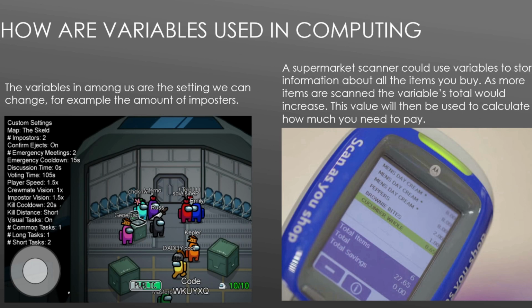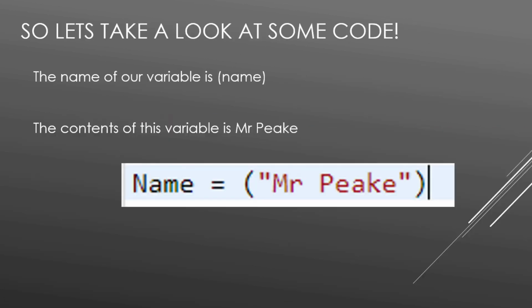So we can start to see that variables are always used to store information or values that we need to use in our program. So let's take a look at how we start to build that in the program in Python.